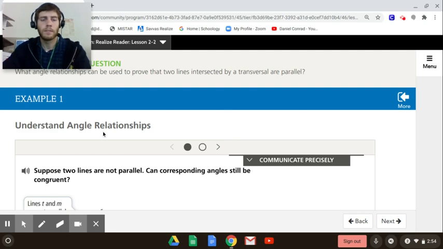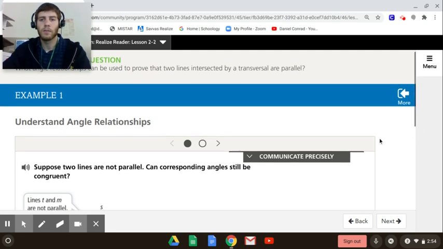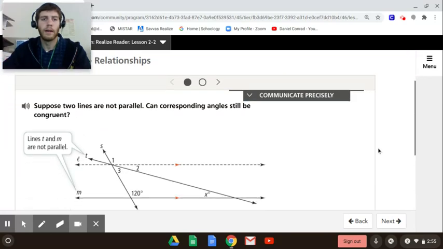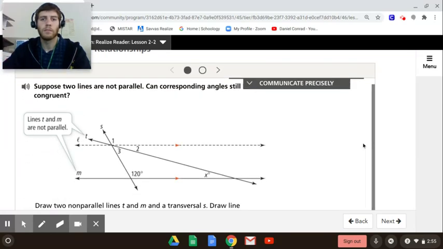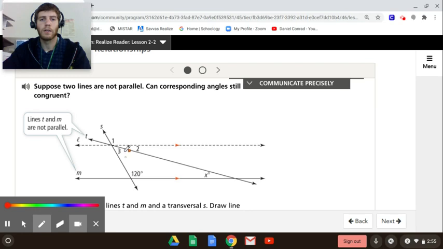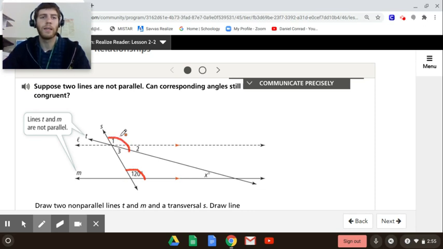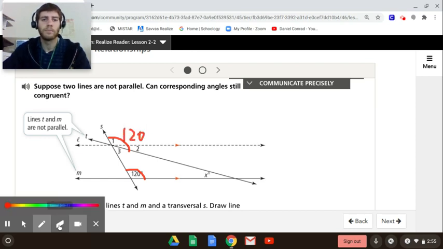Example 1 says understanding angle relationships. So if we look at what they're asking here, it says suppose two lines are not parallel. Can corresponding angles still be congruent? So if we have lines M and T here being intersected by transversal S, they want to know if our corresponding angles, which would be 120, and then this angle here, 1 plus 2, can't also be 120 degrees.